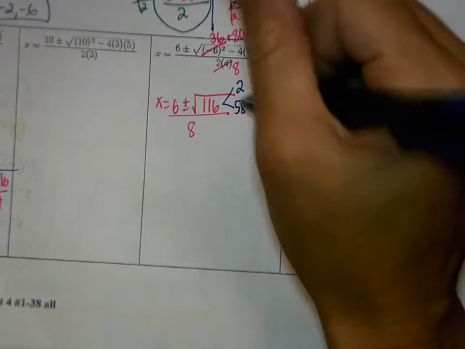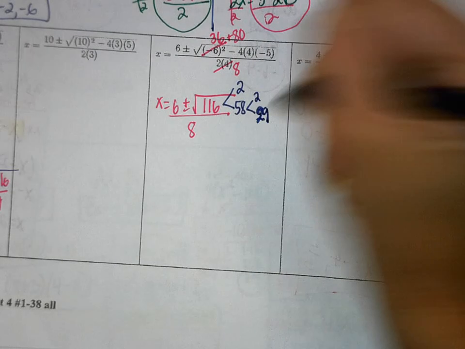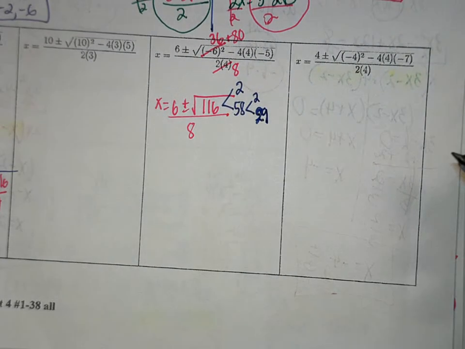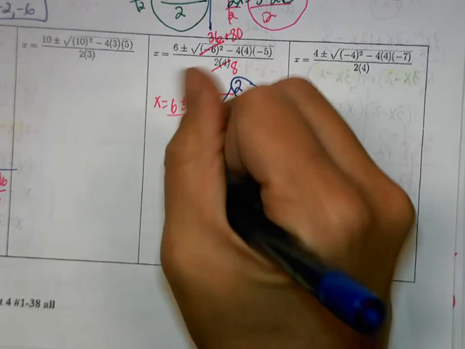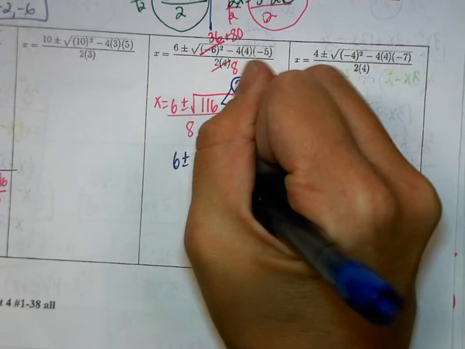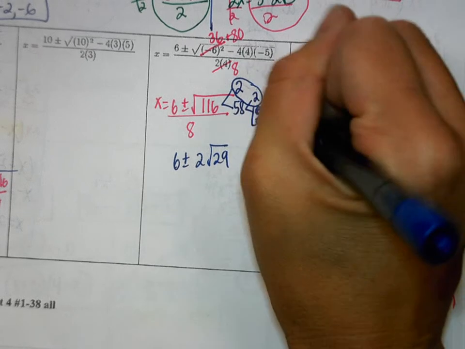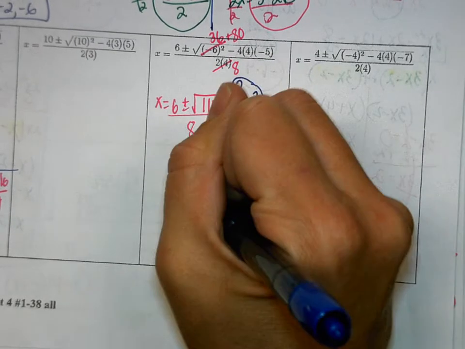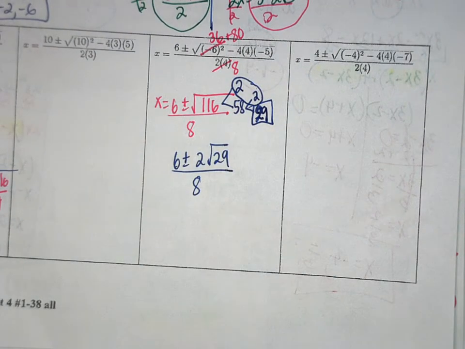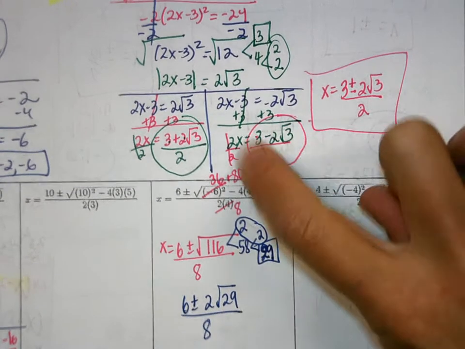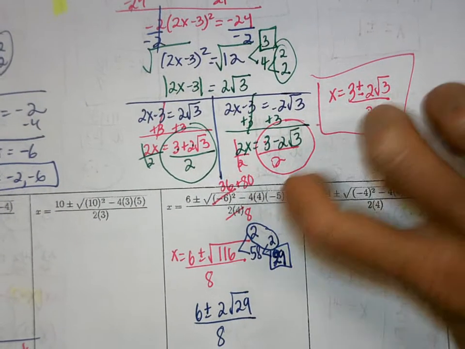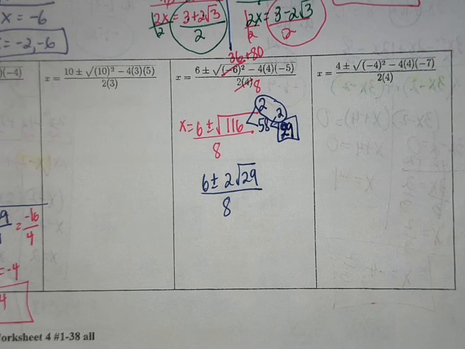Okay, this is 29. I got confused when we were saying different numbers. Are we good? So, do you still have a pair of twos? We would write this as 6 plus or minus 2 root 29, because that's left over, stays in our root box, divided by 8. Now, I told you on the last problem, we could only reduce if all three numbers in front of the root were divisible by the same number. And this one, are they all divisible by the same number? Yes, they are.